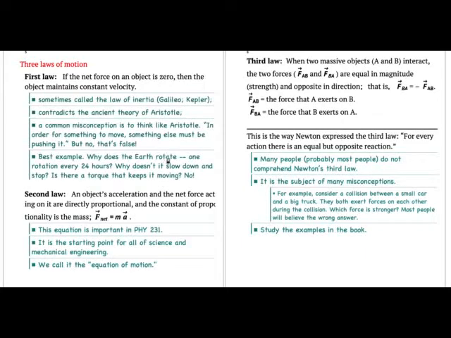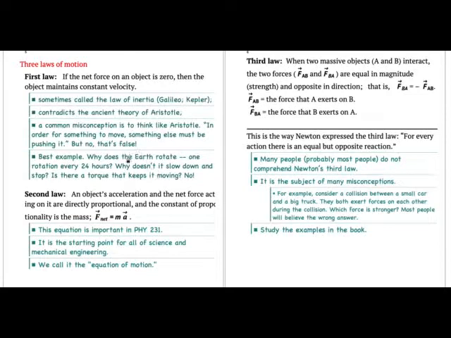Why does the Earth rotate? One rotation every 24 hours. In 24 hours, the Earth turns around one time. Why? Why doesn't it slow down? Why doesn't it slow down and stop? Aristotle would say, if something is rotating, there must be something pushing it to keep it moving. But no, there is no force which is causing the Earth to rotate. I guess since it's rotation, you'd call it a torque. Is there a torque that keeps the Earth moving? No.